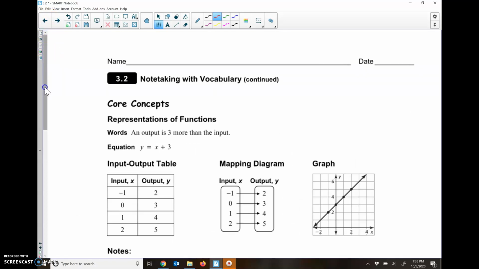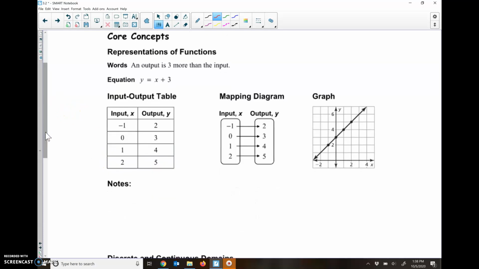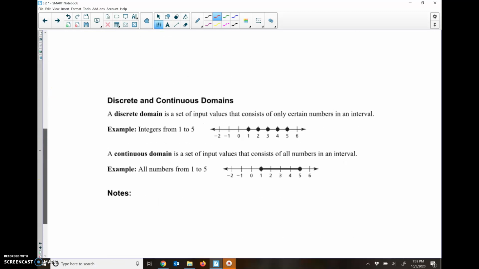Okay? So it'll ask you in a table. So in and output table, we did that last time. A mapping diagram, again, we did that last time, and a graph. The graph is easiest to see if something is linear because it's a straight line. And then the other thing on this section is discrete and continuous, which we also talked about a little bit last time. So discrete is if it has these individual dots, versus continuous means it's the whole thing.